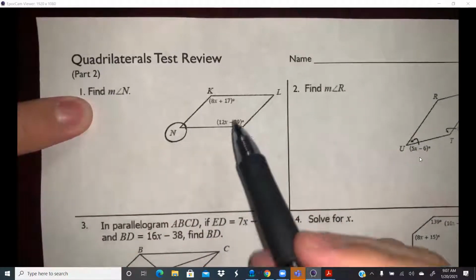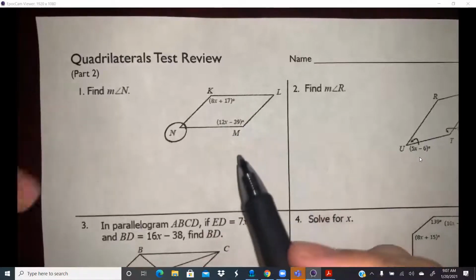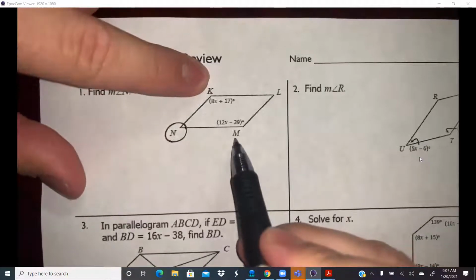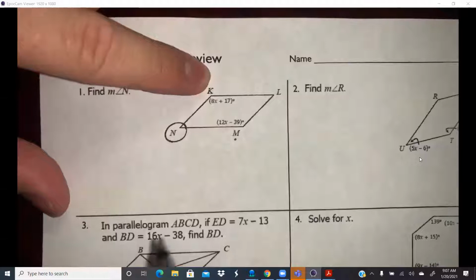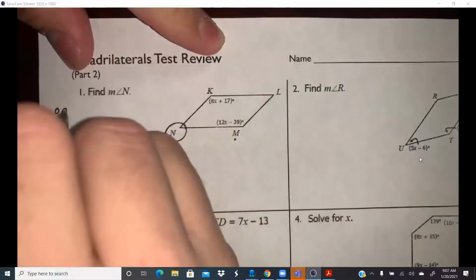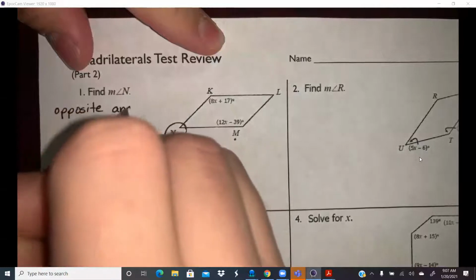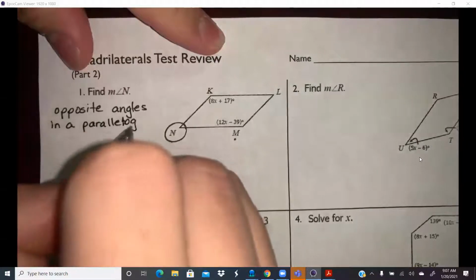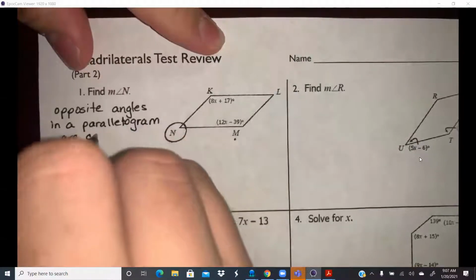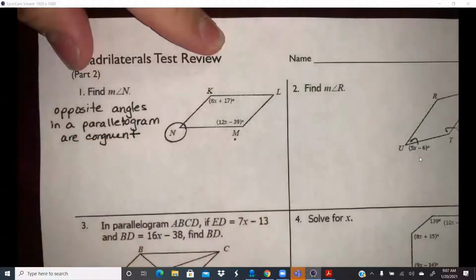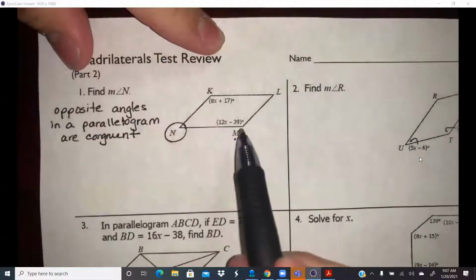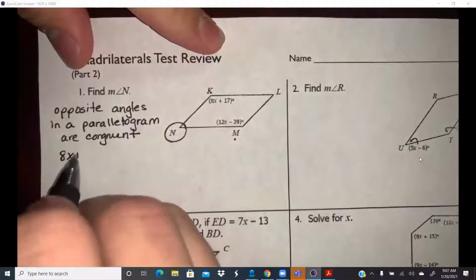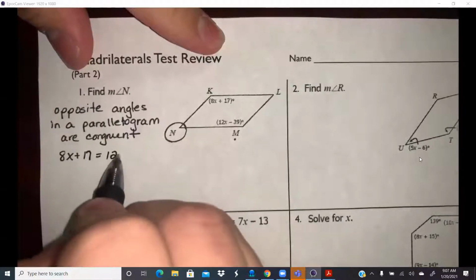And what you'll notice is that we have a parallelogram. Now, granted, they don't give us any information about angle n, but what we do have information about is angle k and m. And one of the things you guys have to remember is that when you have opposite angles in a parallelogram, those opposite angles are congruent. Okay? So if these two are congruent, essentially what you can do is set them equal to each other and solve for x. So what I'm going to do is I'm going to have 8x plus 17 is equal to 12x minus 39.